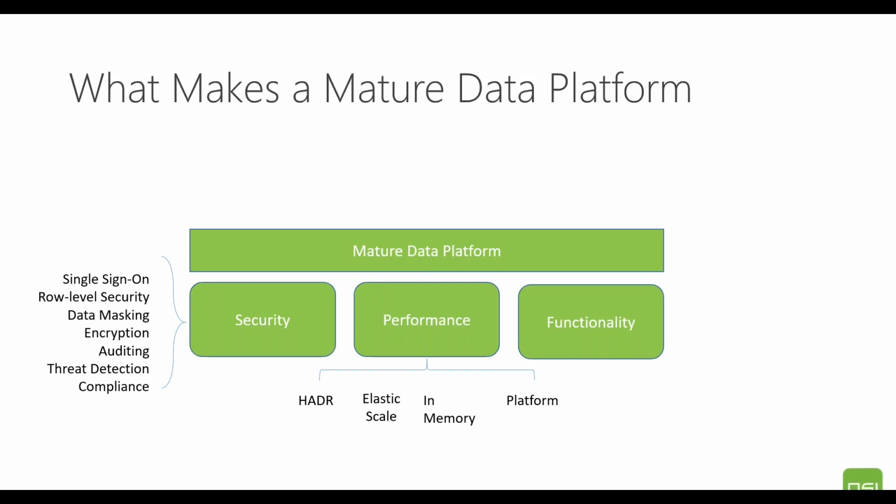There's a number of pieces that make up the security pillar, everything from how we authenticate to the data platform, to how do I detect threats and intrusion, how do I monitor activity, and do I meet compliance?